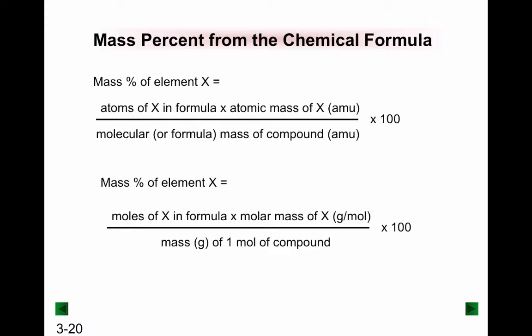We can also determine the mass percent of each element in the compound on a mole basis by using the molar mass of the element of interest and the molar mass of the compound. The calculations are the same as finding the mass percent of an element with units of AMU. So let's do a couple of examples.